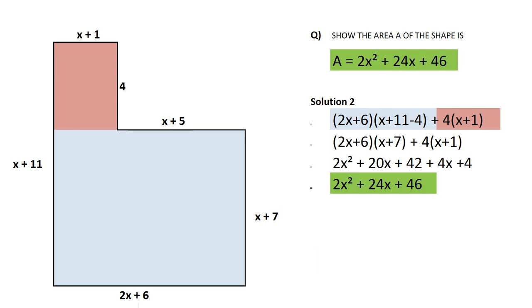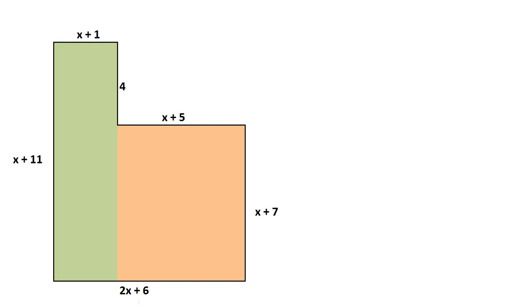Now we come to our third and final solution, or third and final way of doing it. There may be other ways. These are the 3 ways that I've found. So we're going to split it into two shapes like this. So we've got a long vertical strip this time, and then we've got a sort of almost square shape to the right of that.